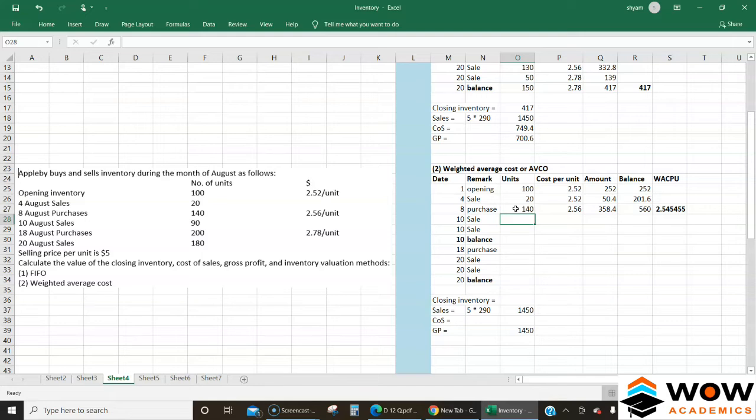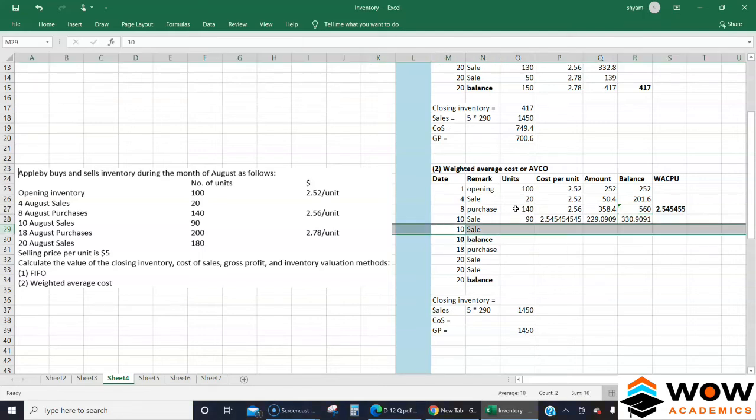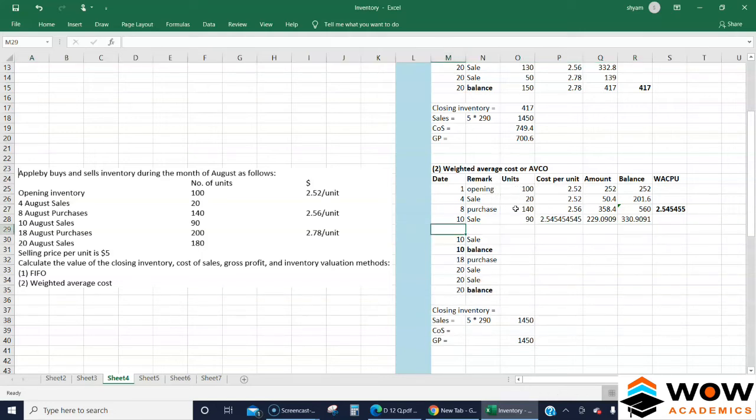So we are going to do a sale. Sale is going to be 90 units. It's now quite simple. You just have to refer to this number, which is the weighted average number, and multiply it. So this is the amount at which it's going to go out. The balance would be this value minus this value. We'll try to find out the balance if you want. I think we can work it out easily, so we don't need to do a balance.